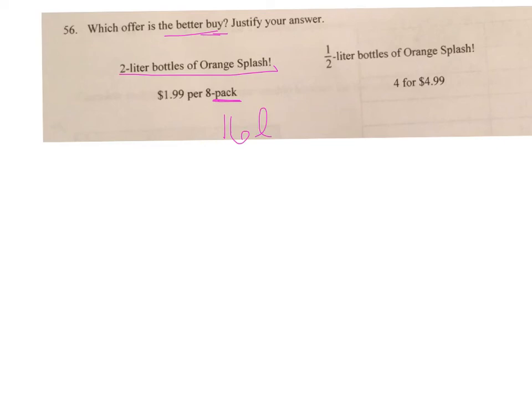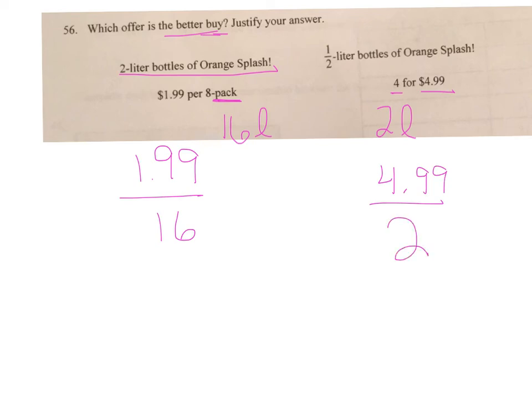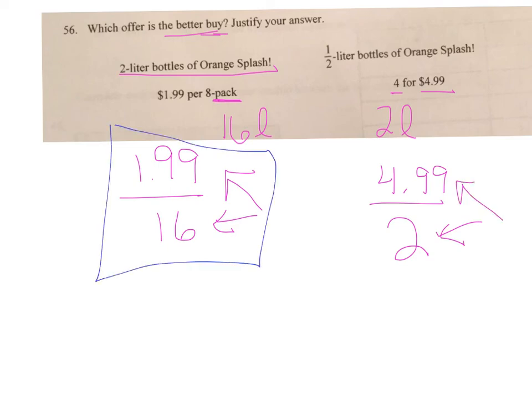Okay, this one is half-liter bottles for $4.99. So really all I'm getting is 2 liters here. So if we think about this, you have $1.99 for 16. That's a lot for $1.99. And if you look over here, you have $4.99 for 2 liters. You're getting a lot more here for less. And this one is only 2 for $4.99, so you can kind of use common sense to think about this one. So $1.99 would be the better buy because you're getting more liters.